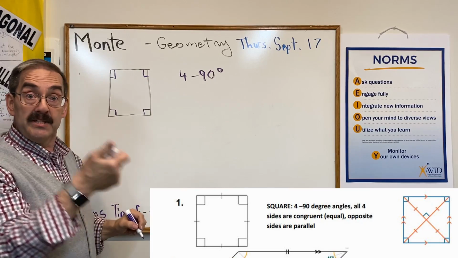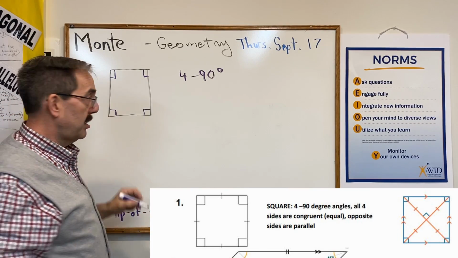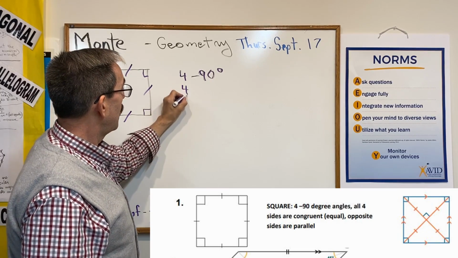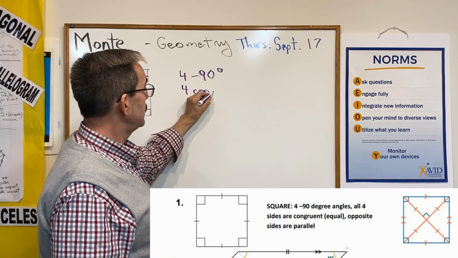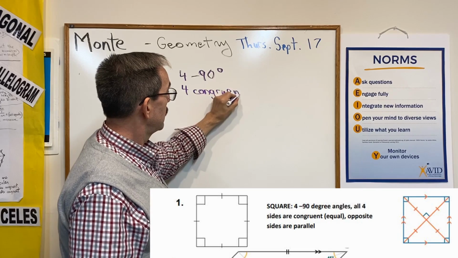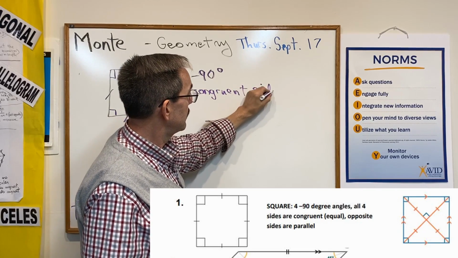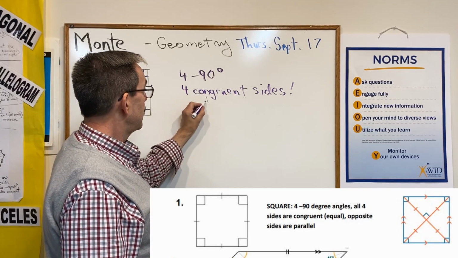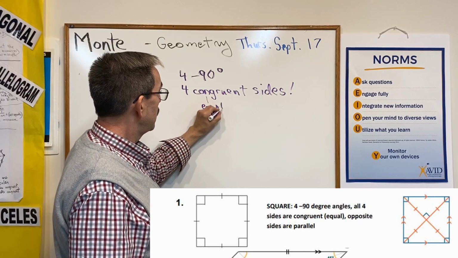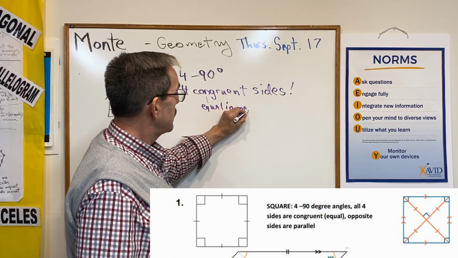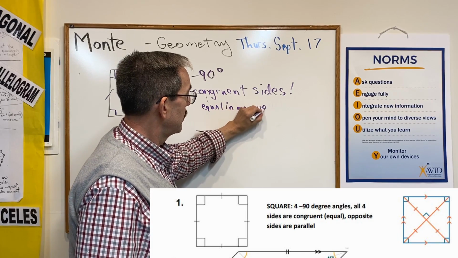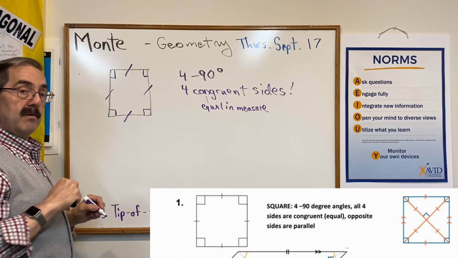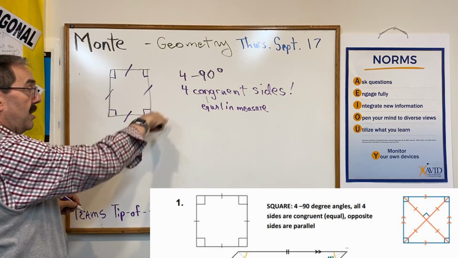Next, what makes a square a square? 4 equal sides. Hash mark, hash mark, hash mark, hash mark. 4 congruent sides. Congruent means equal in measure. They're the same length. So, 4 90-degree angles, all the sides.